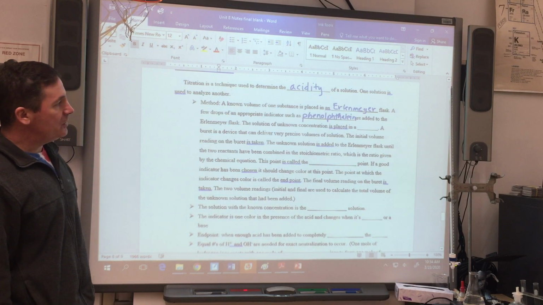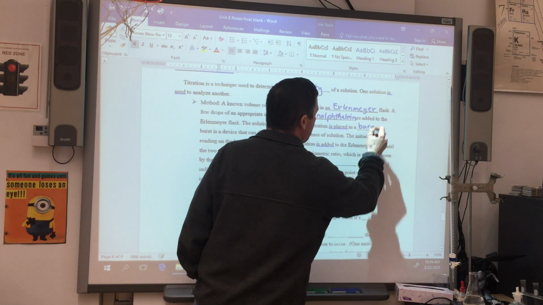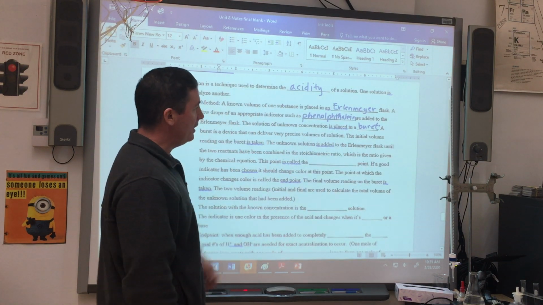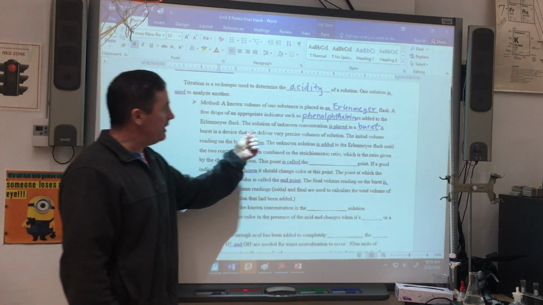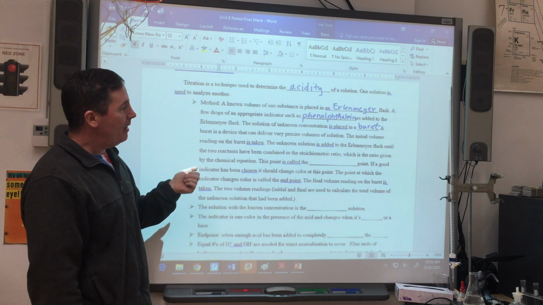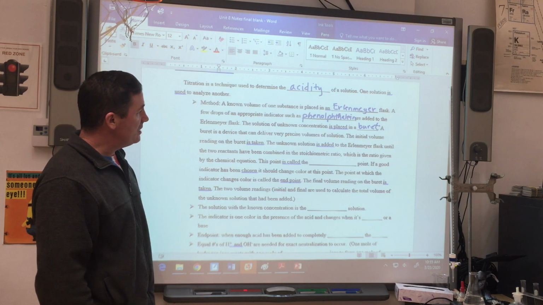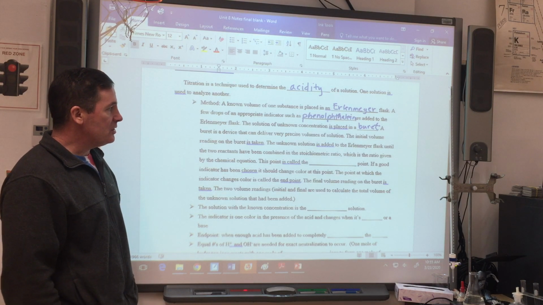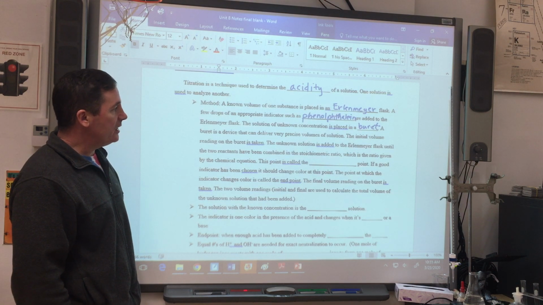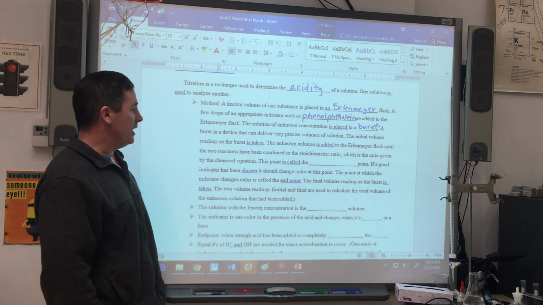The solution of unknown concentration is placed in a burette with a T. This is a burette over here. I'll pull it over here in a second. It's a device that can deliver very precise volumes of a solution, and I'll show you how that works digitally. There's a simulation that we're going to use for a lab. The initial volume reading on the burette is taken. The unknown solution is added to the Erlenmeyer flask until the two reactants have been combined in the stoichiometric ratio, which is the ratio given by the chemical equation.